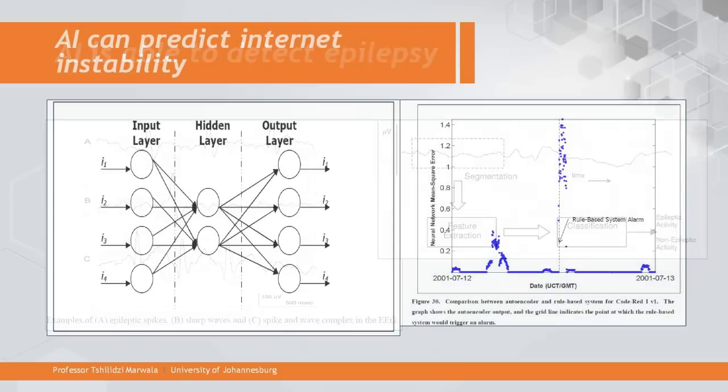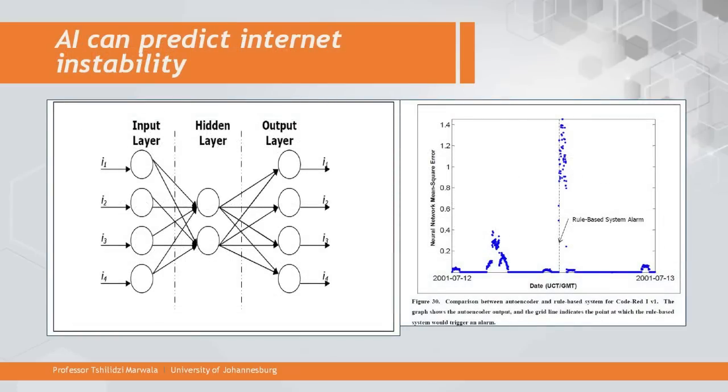And this is another work that we did on the prediction of internet instability. Looking back, this is Code Red in 2001. And here we're using what is called an autoencoder. An autoencoder is basically a neural network that you train to predict what it has seen. Sounds a little bit awkward that you want something to tell you what you have given it. But it is doing this through some nonlinear transformation.